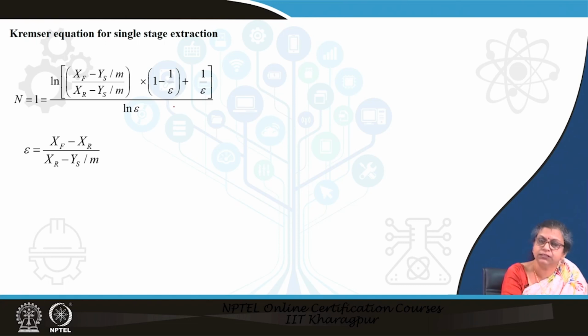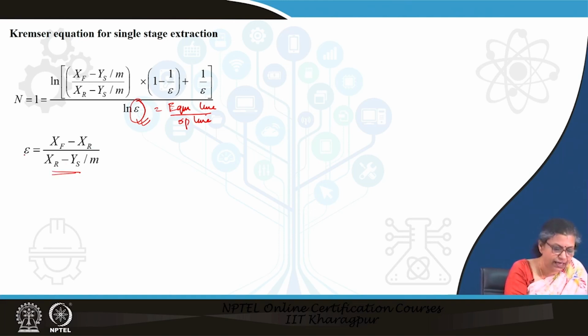There it was defined in terms of an absorption factor, which we replace by means of an extraction factor here, and naturally the extraction factor is the slope of the equilibrium line to the operating line. So, we use this particular equation to find out epsilon. This is once it is simplified for n equals 1, we get this.